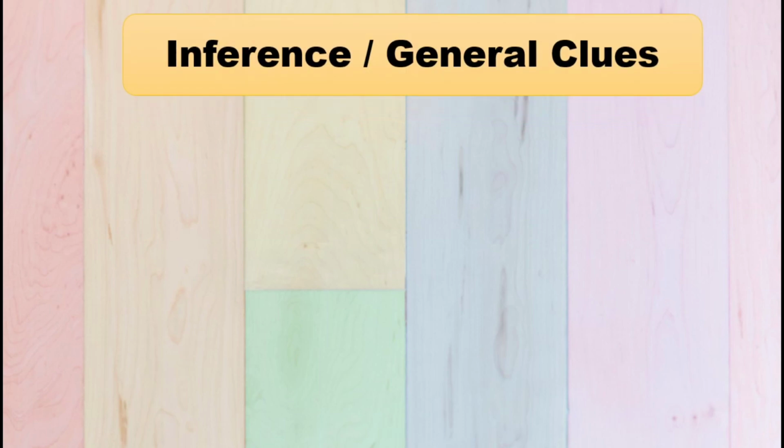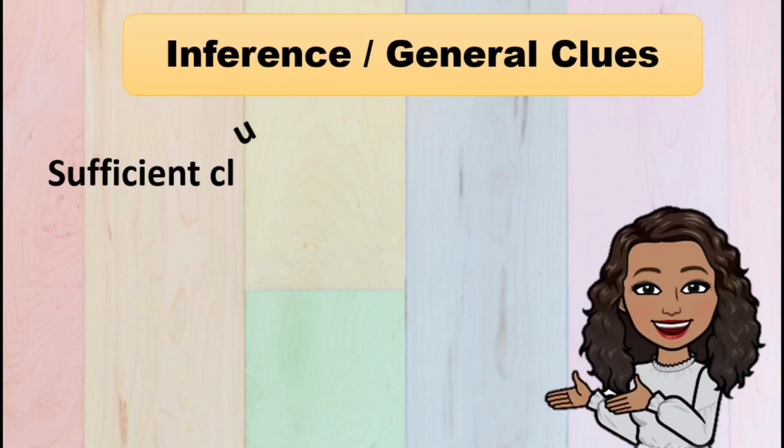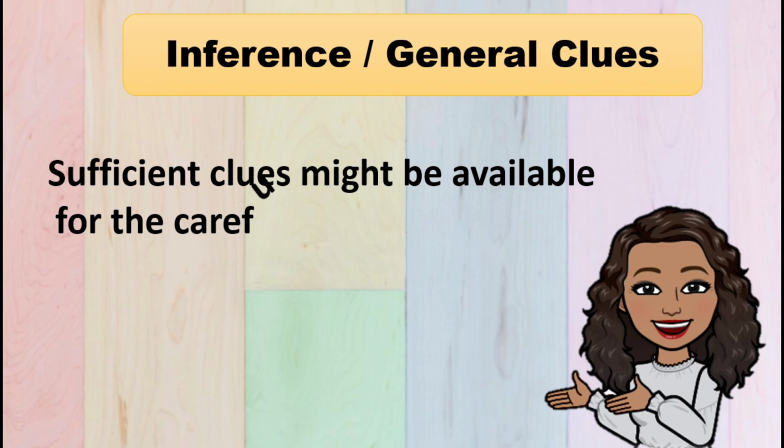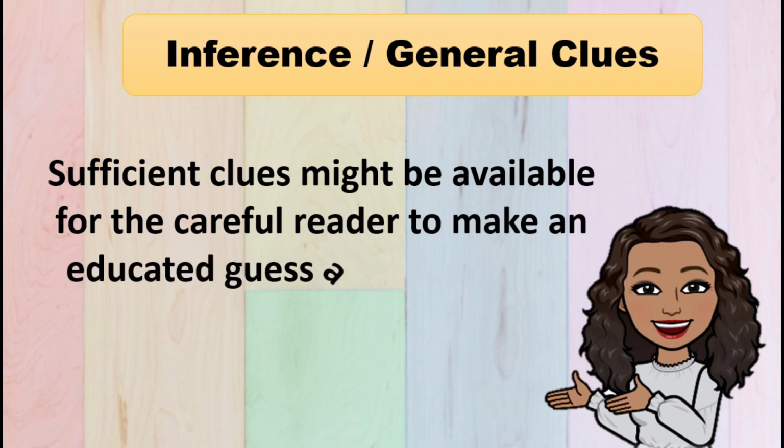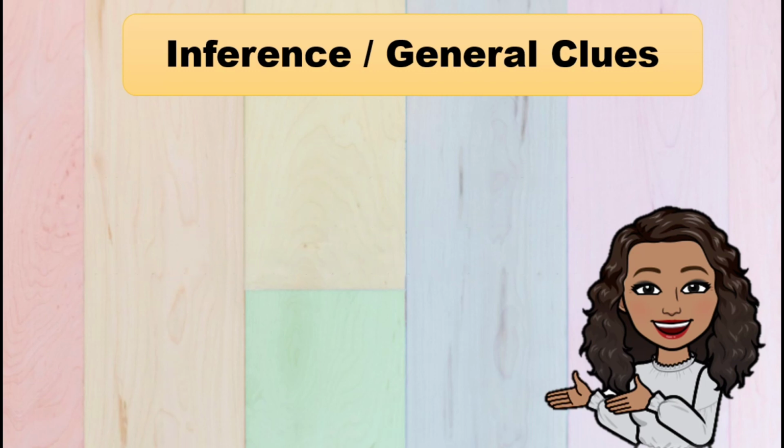On number 4, we have inference or general clues. Sometimes sufficient clues might be available for careful readers to make an educated guess at the meaning. Let us have an example.